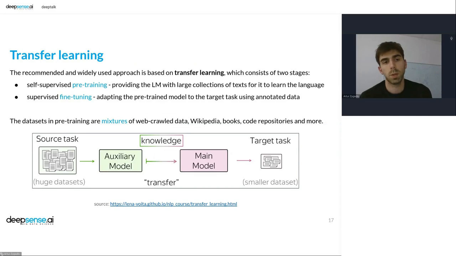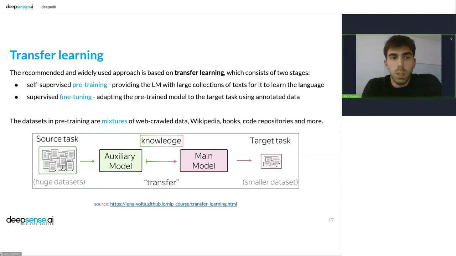Now let me say a few words about how these models are trained. The typical approach to training large language models is based on the so-called transfer learning paradigm, which is a two-stage procedure. In the first stage, so-called pre-training, as I said, we need to provide the model with large collections of texts for it to learn the general knowledge about the language. This stage is self-supervised, which means that we don't need anything else apart from the text only. No need for labeling the text, no need for data annotation. The model does the work itself, let's say.